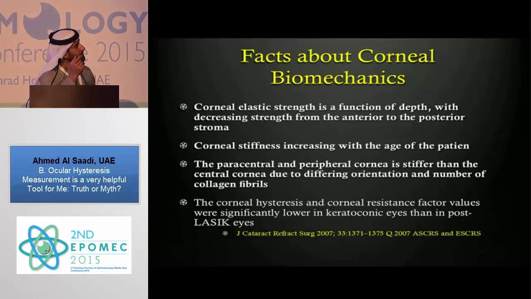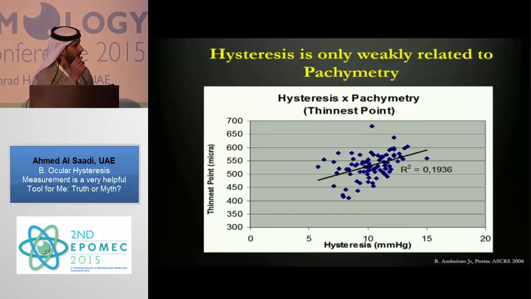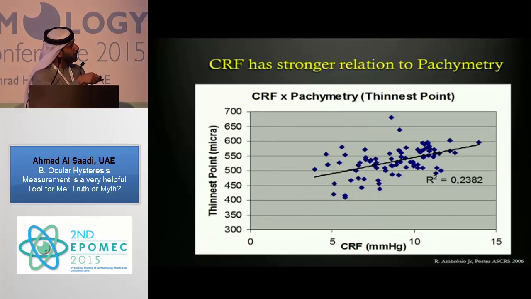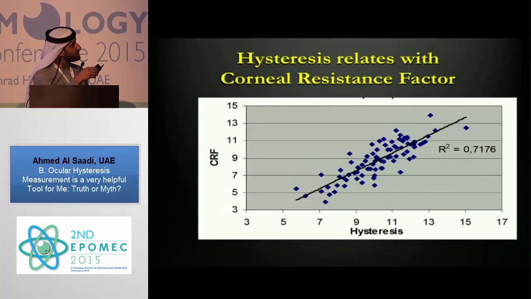Here I'm just showing those facts. This actually was reported and published by Ambrosio in 2007, I guess. Yeah, I think it was 2006, sorry. And here what he was showing basically is the hysteresis and the pachymetry. There is a relationship between both the pachymetry and hysteresis, but it's not as strong as with the CRF. CRF is more. And here he was correlating between corneal resistance factor and hysteresis at the same time.